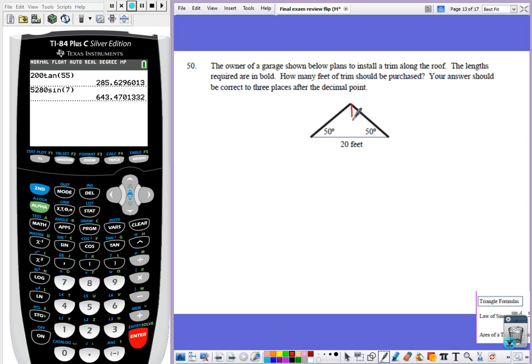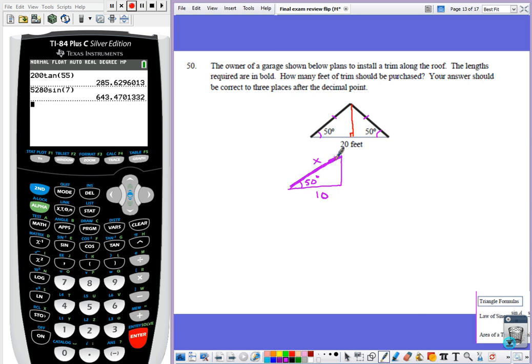All right, well, now I can drop a perpendicular here and make a 90-degree angle. That's going to help me out. If this is 20 and this is symmetrical, I know it's symmetrical because this angle and this angle are the same, so this side length and that side length are the same. So if I drop my perpendicular, this 20 feet is going to be cut in half. So if I look at just this one triangle, I have 10 feet, I've got a height, I've got 50 degrees, and I want to know this length right here.